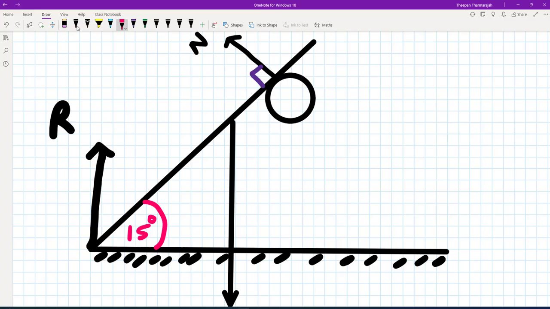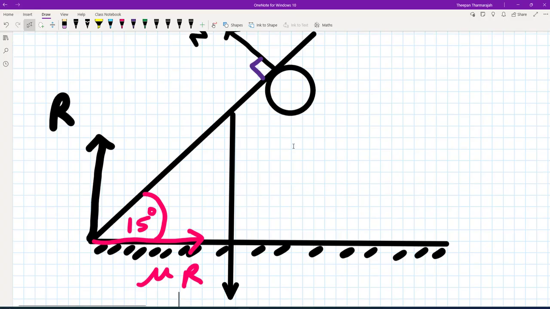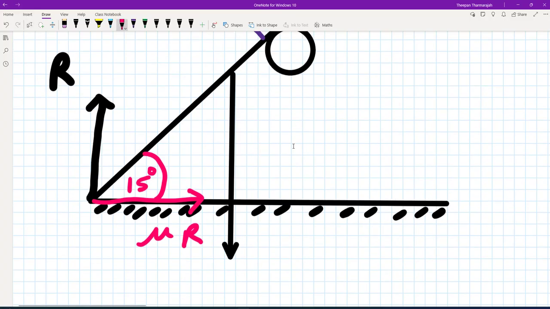And we also know that it's rough. So this force here is friction. So we're going to write mu R, or F equals mu R. I'm just going to write mu R in this video. Now, the weight of this rod is 40 G, mass times gravitational force.